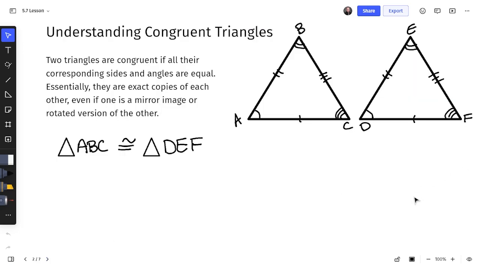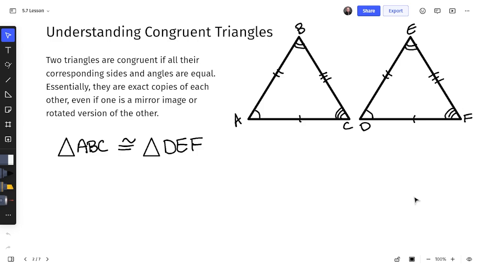It's helpful to review exactly what we mean by congruent triangles. Two triangles are congruent if all their corresponding sides and angles are equal. Essentially, they're exact copies of each other, even if one is a mirror image or rotated version of the other.